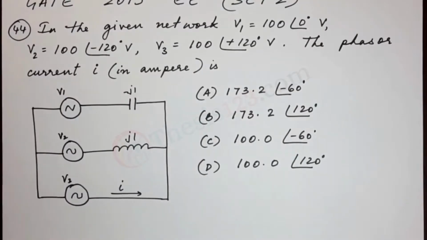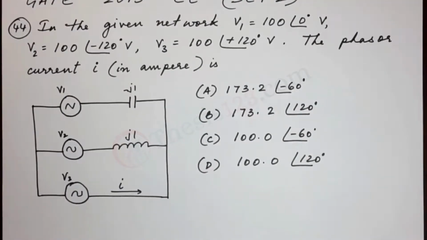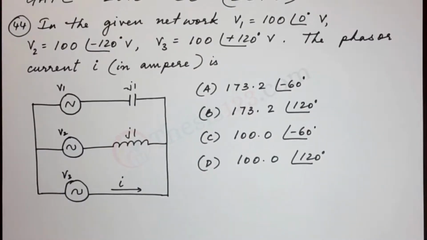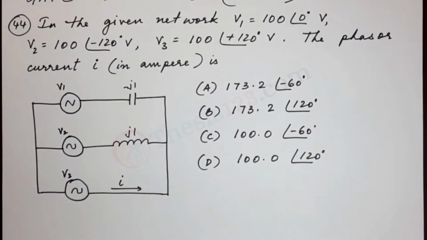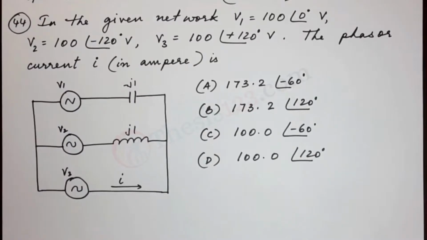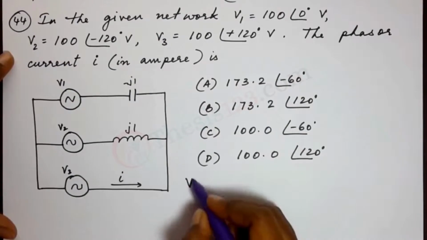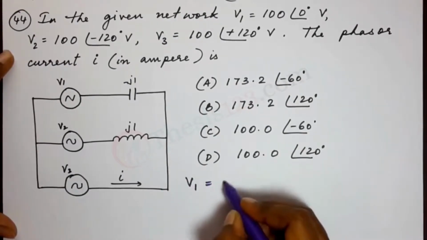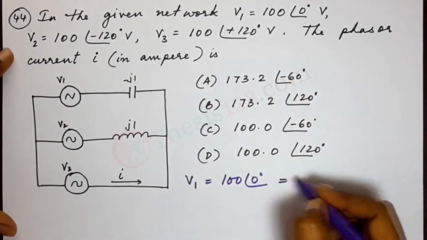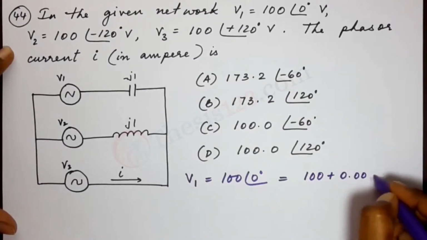Now the first step is to make sure that your values of voltages are in rectangular form, because when they are in polar form it is a little difficult to solve. So the best way is to first convert them into rectangular form and then solve. So here's the first step. We'll write down V1. We have 100 angle 0 given to us. In rectangular form it is 100 plus 0 J.